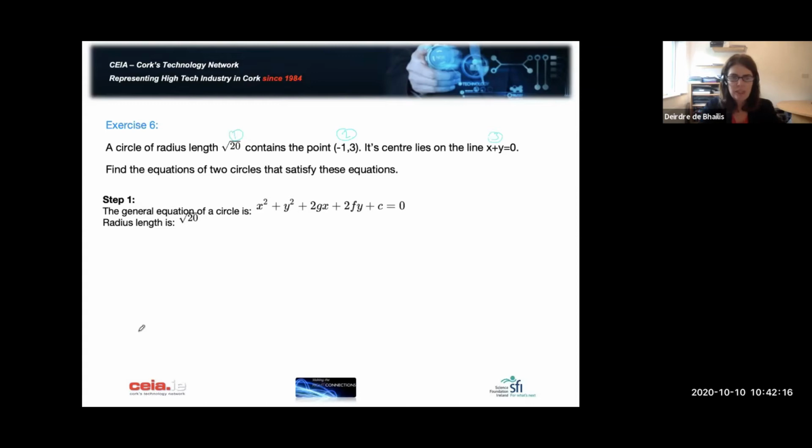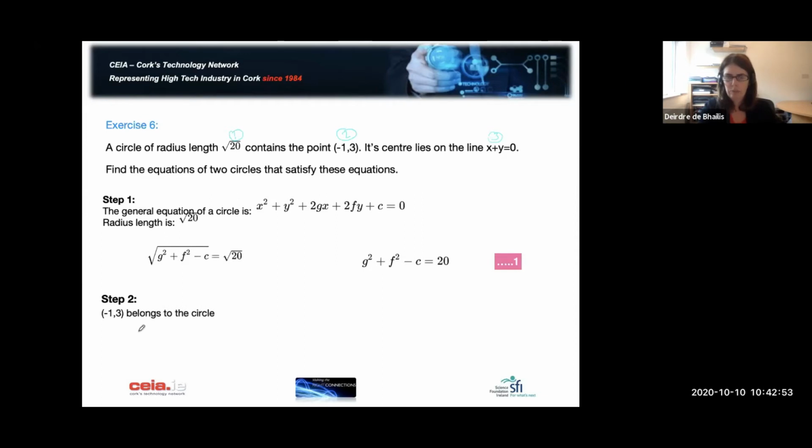The first step is we know what the general equation of the circle is. And the second is we know the radius length. So the first equation that we can form is g squared plus f squared minus c is equal to the radius, and that's the square root of 20. If we square both sides, what we get is g squared plus f squared minus c is equal to 20. And that's our first equation.